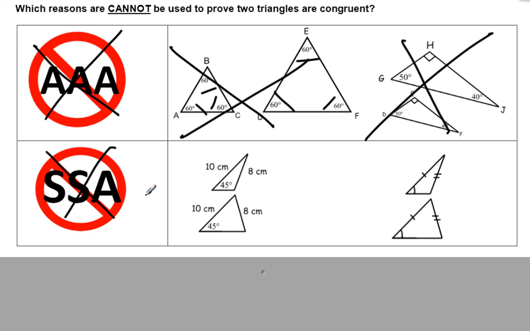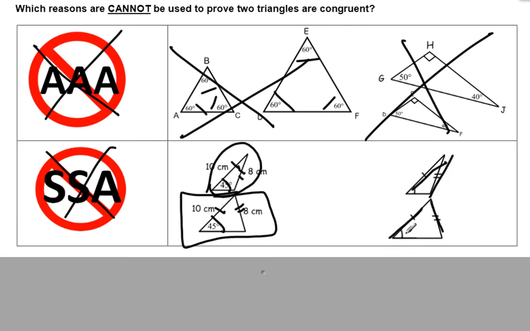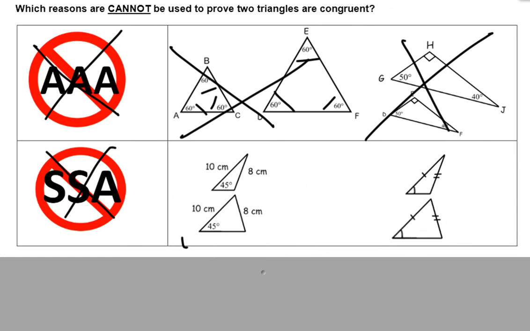The second one is side, side, angle. Here's an example of a side, side, angle. The sides are congruent, the angle is congruent, but clearly this triangle has a smaller shape altogether than this triangle. Here's another example. Side, side, angle, where this side and this angle are congruent, but the triangles are clearly not congruent triangles. So we never want to use this or this as a reason.